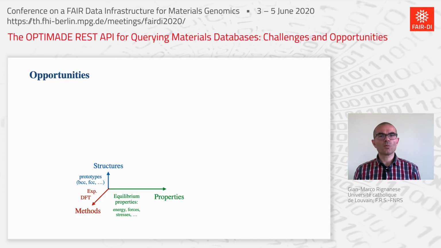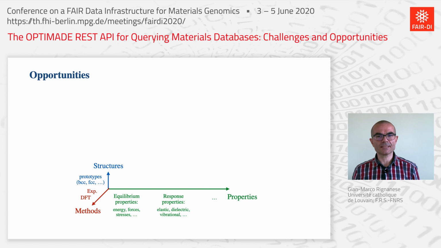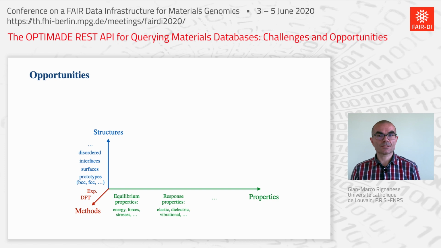Based on all this, we may ask, where do we stand now and where should we go? Well, currently, the OPTIMADE API has been designed to address mainly the equilibrium properties of simple structures as obtained by DFT or experiments through COD. It would be nice if it could be extended for different kinds of properties such as responses, more complex structures such as surfaces, interfaces, or disordered systems, and other techniques such as embedded atom methods.